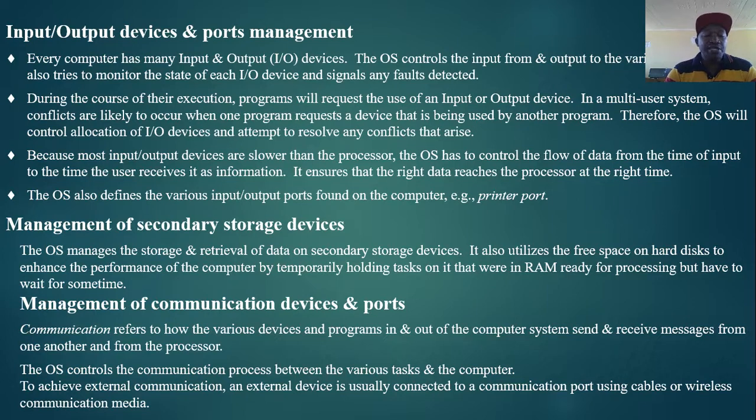On the other hand, we have management of communication devices and ports. Communication refers to how various devices and programs in and out of the computer system send and receive messages from one another, from the processor. So basically here, we are talking about how device A is able to communicate with device B, and from the root of things, the operating system makes sure that these gadgets interact and are ready to read and write to their various devices.